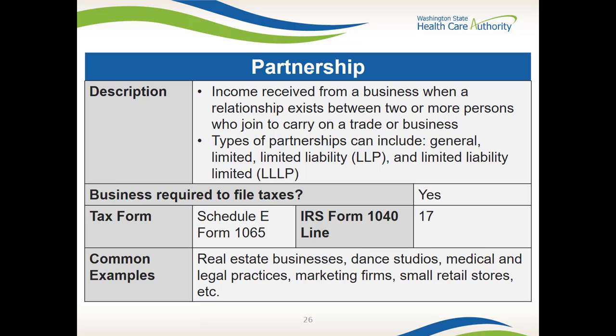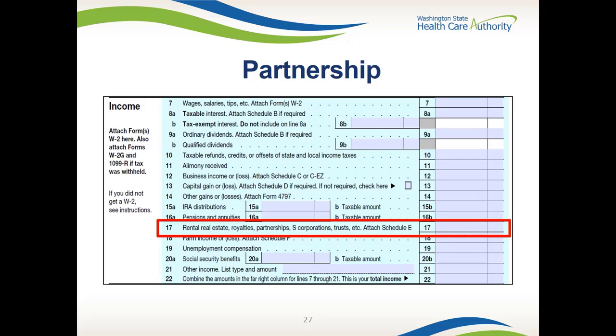Gains and losses from partnerships are also reported on page 2 of IRS Schedule E, Form 1040, of an individual's personal tax return. Some common examples of partnerships include real estate businesses, dance studios, medical and legal practices, marketing firms, small retail stores, etc. Partnership income or loss is reported on line 17 of the IRS Form 1040.